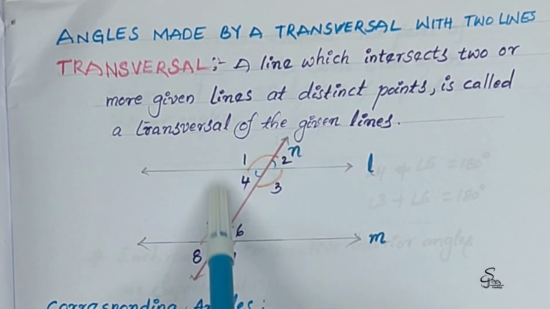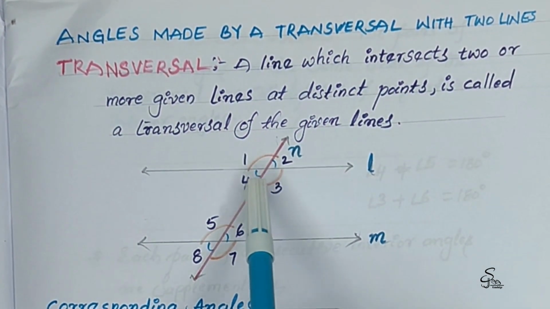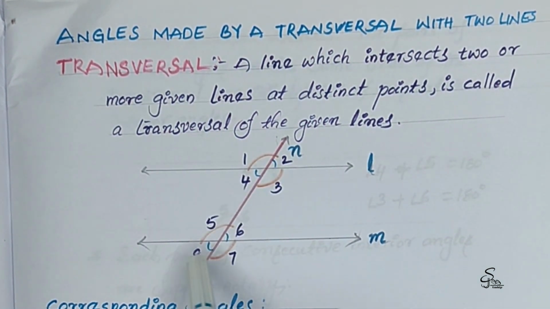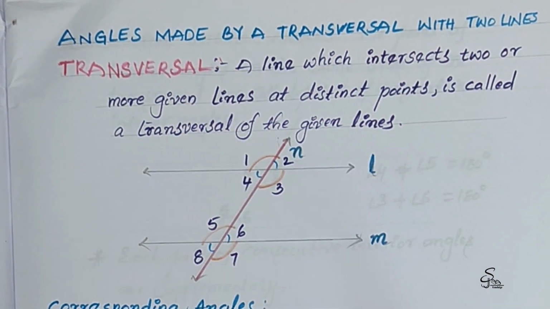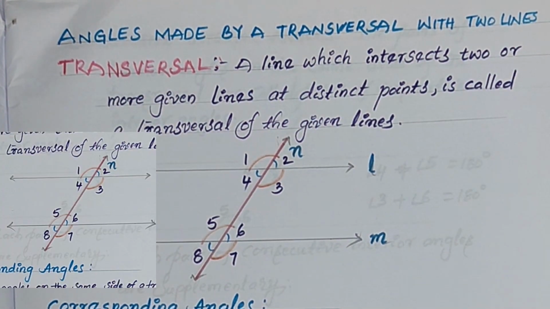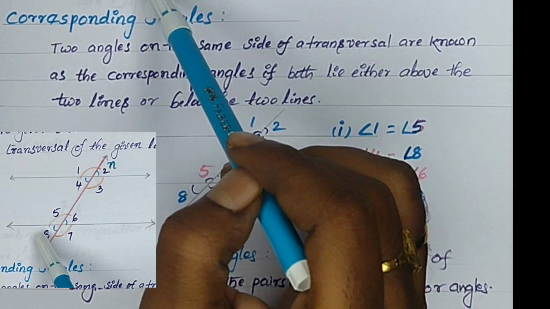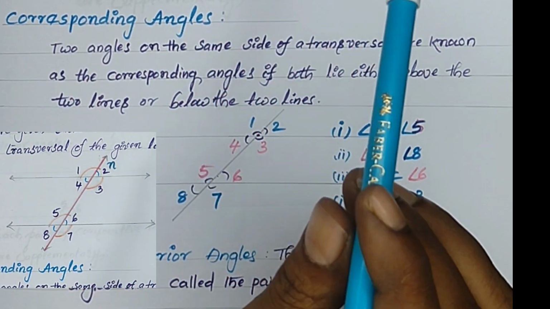Determine the 8 angles. 1, 2, 3, 4 are four angles, and 5, 6, 7, 8 are the other four angles. We classify these 8 angles into the following groups: corresponding angles, alternate interior angles, and consecutive interior angles. First of all, corresponding angles. Angles 1, 2, 8, 7 are the exterior angles. Angles 4, 3, 5, 6 are the interior angles.